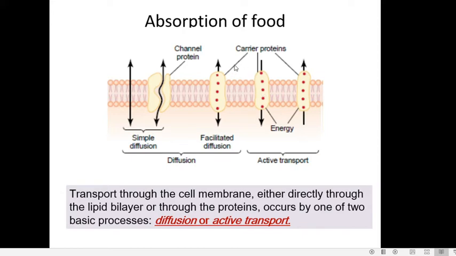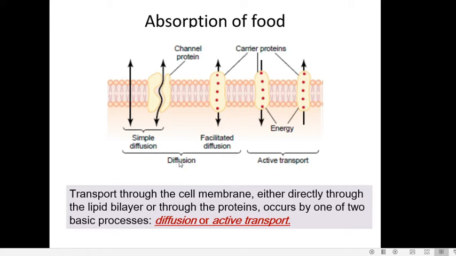And there are two mechanisms that exist for the transport of substances. One is diffusion and the other is active transport. Diffusion can also be called passive transport. We will first go to the basic difference between passive transport or diffusion and active transport.